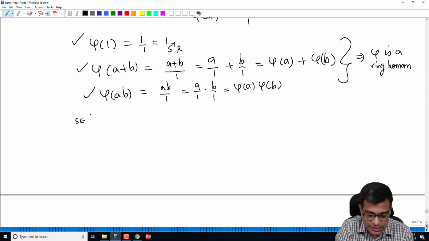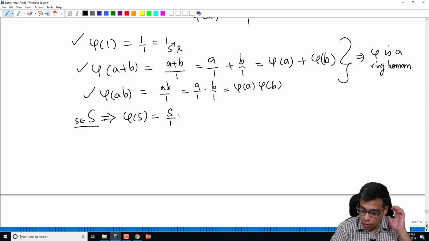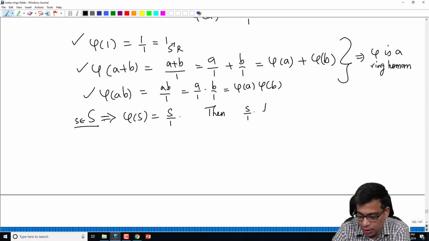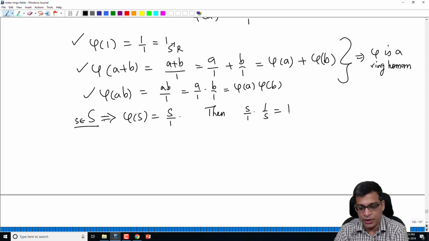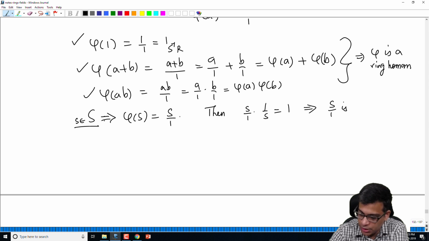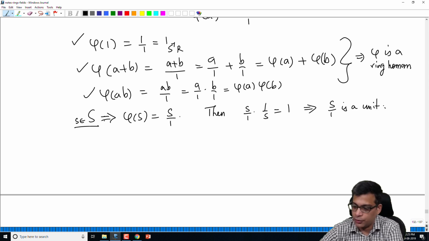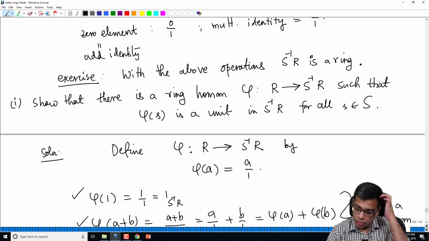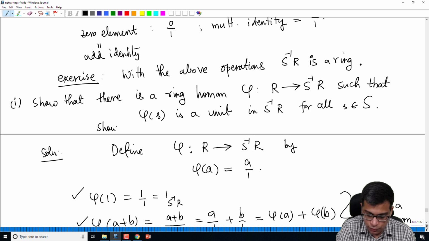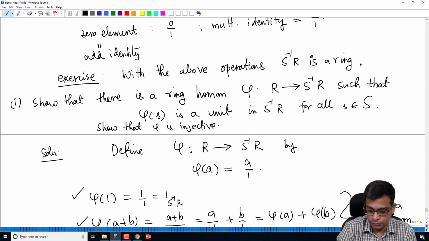Now suppose small s is in capital S. Then phi of s is s by 1. I want to show it is a unit. Note that 1 by s is an element of S inverse R, because s is an element of capital S. So this implies s by 1 is a unit. This is the other statement we are asked to show: phi of s is a unit for every s in S. I should also have written here: show that phi is injective. Phi is injective.